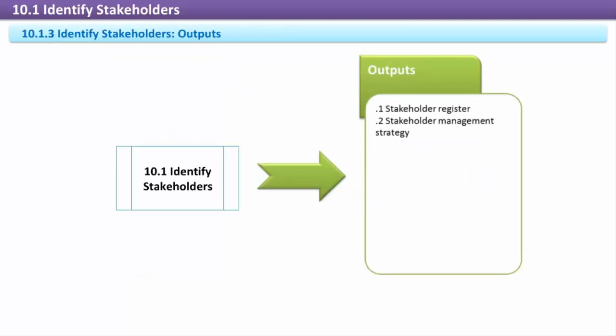Identify stakeholders. Outputs. Stakeholder register. The stakeholder register identifies all project stakeholders and contains attributes such as the person's name, title, position, project interest, expectations, and influence. Stakeholder management strategy. This document describes the approach that will be taken to maintain or increase the support of stakeholders in the project or to mitigate the risks or remove the obstacles that negative stakeholders can cause.